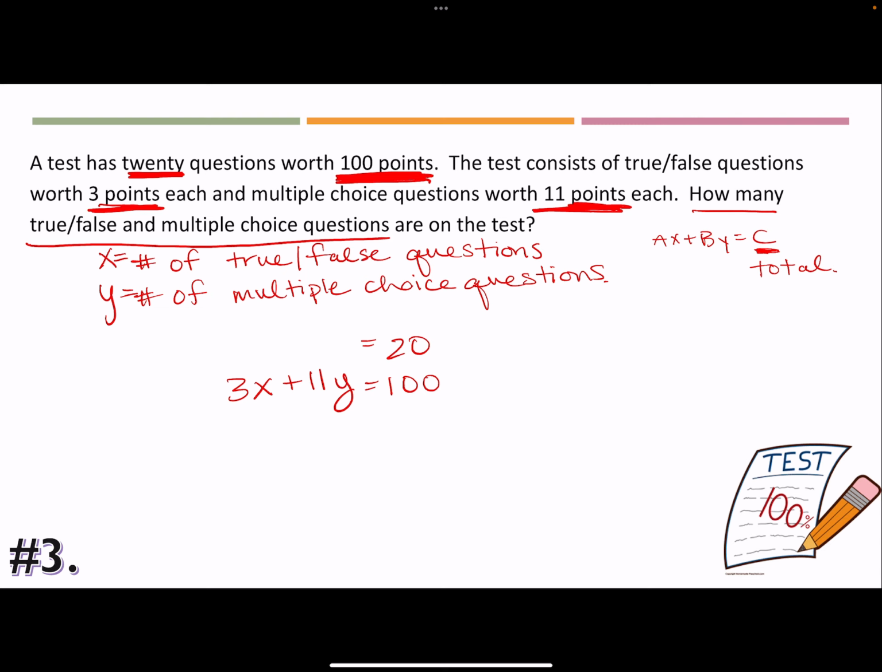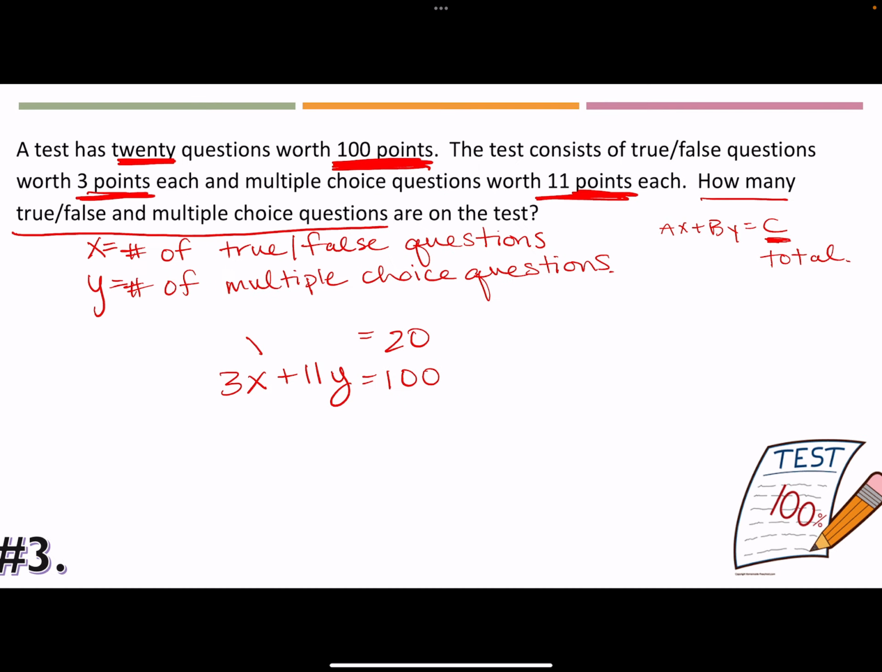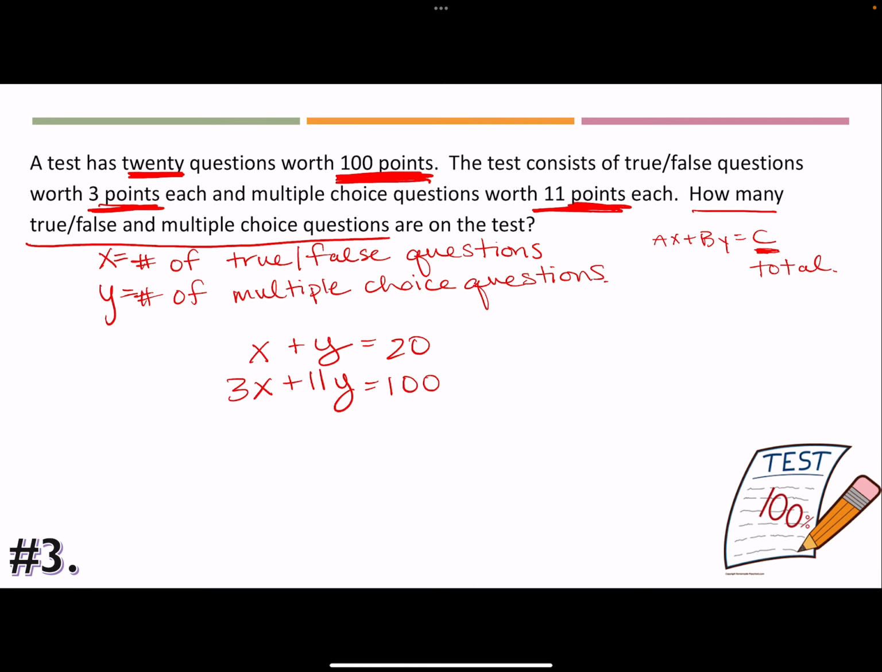Well, if X is the number of questions that are true-false, Y is the number of questions that are multiple choice, I can just add X plus Y together, and that's going to get me the total number of questions, which is 20. All right? So those are my two equations. Those are my system of equations. That is, I think, the hardest part. The rest of this, hopefully, you should be able to breeze through.